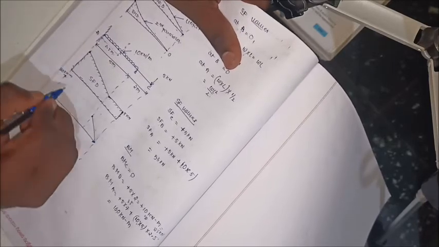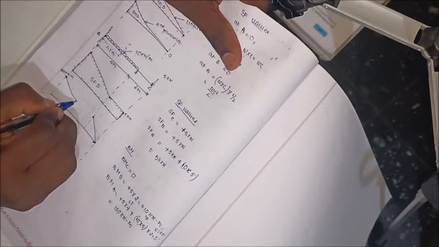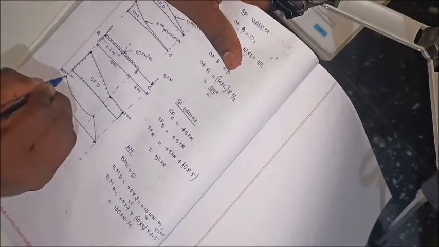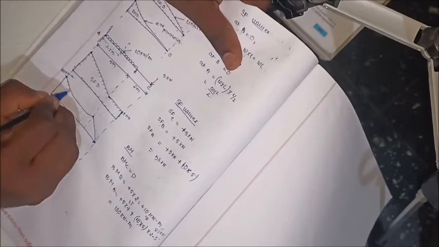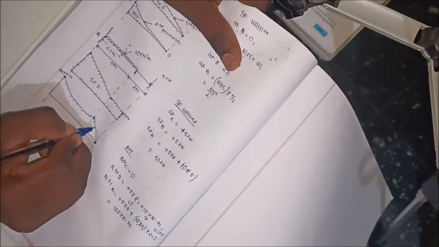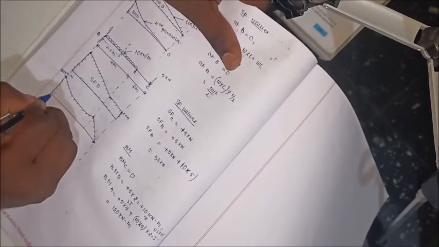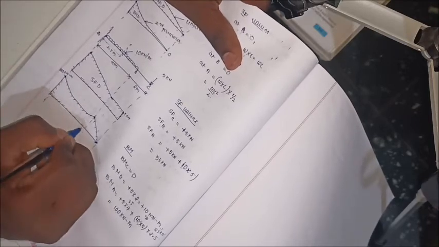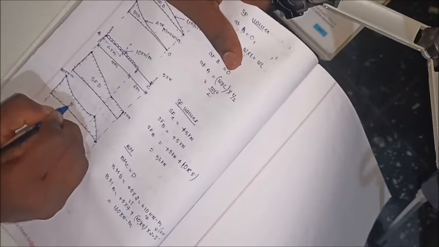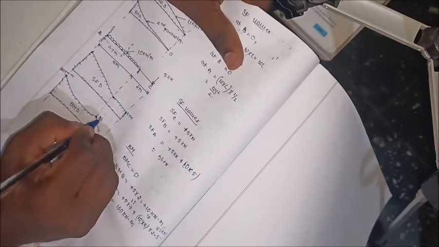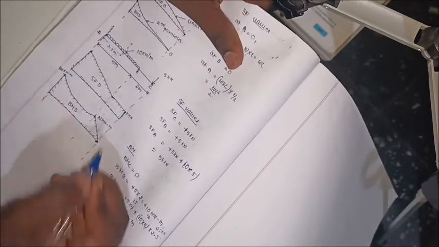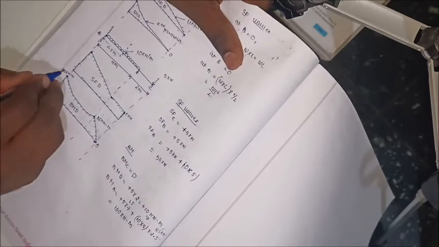So the variation is parabolic, a 2-degree parabola, due to the UDL load. This is the variation of bending moment along the length of the beam. This is the bending moment diagram. Here 85 kilonewton meter, here 0, here 160.